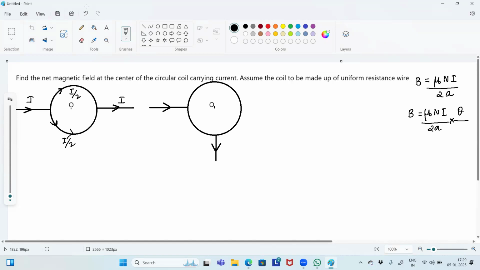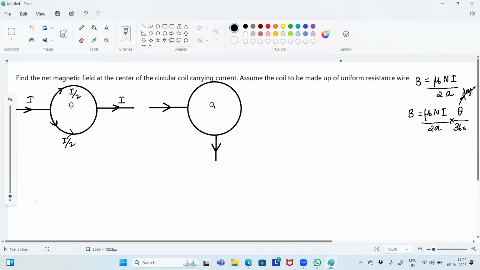If it's half, so it will be 180 by 360, which is half, like we got in the last case here, 1 by 2. If it's a 90-degree arc, it will be 90 by 360, which is 1 by 4. So this is the general formula for finding the magnetic field due to an arc of a circle. Since 360 is in degrees, this theta also must be in degrees.